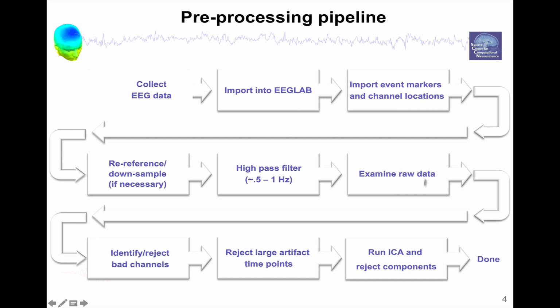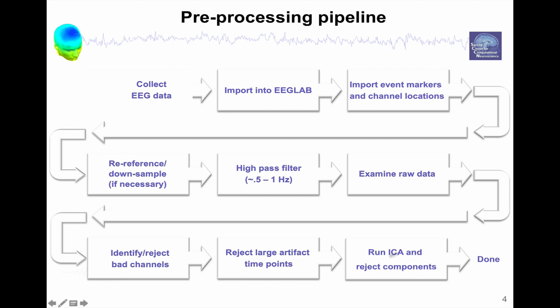At this point, it's good to actually look at your data to see what kind of data you have and what kind of artifacts are present in your data. Then you would want to identify and reject bad channels. Very often when you collect EEG data, some of the channels are bad, they have a bad connection. And then reject large artifacts, which are very often present in EEG data. Every time you move, for instance, there'll be a dramatic artifact that needs to be removed.